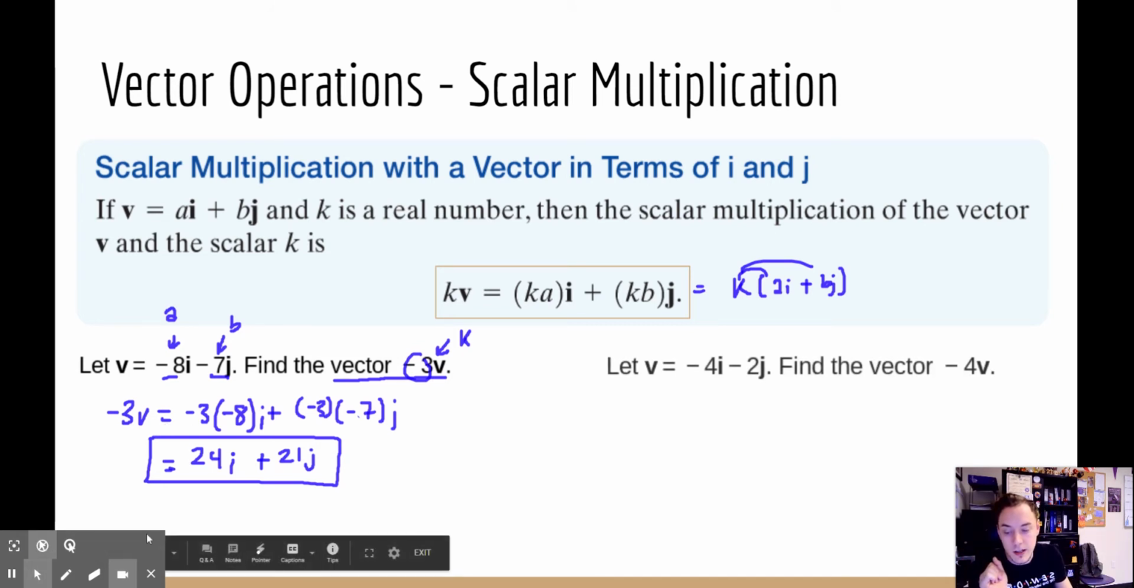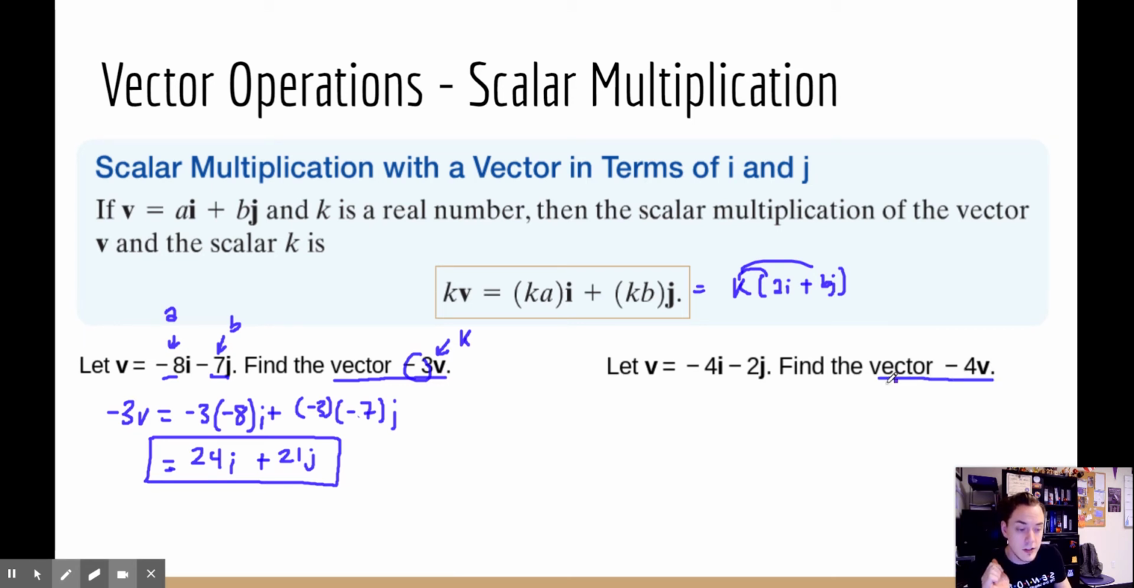Let's do another one here. What if I want to find vector negative 4v? Okay, so vector times a negative 4. So negative 4v equals, and again, I just take negative 4 and I multiply it accordingly. So I really just multiply negative 4 to my whole vector, but I just simplify it out. So this is 16i, and then this is just going to be plus 8j.